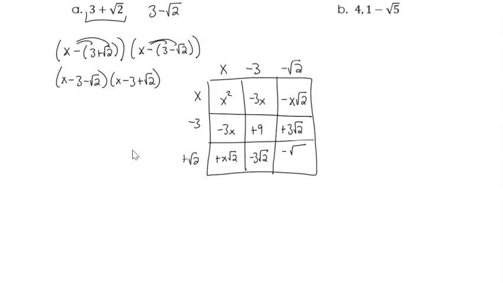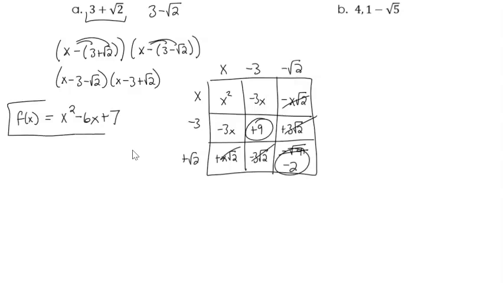And then this makes negative, and then 2 times 2 is square root 4. And that changes to negative 2. All right, these cancel out, and these cancel out. And so you're left with x squared minus 6x, and then the 9 minus 2 is 7. And that is the equation that would give you the zeros of 3 plus square root of 2 and 3 minus square root of 2.